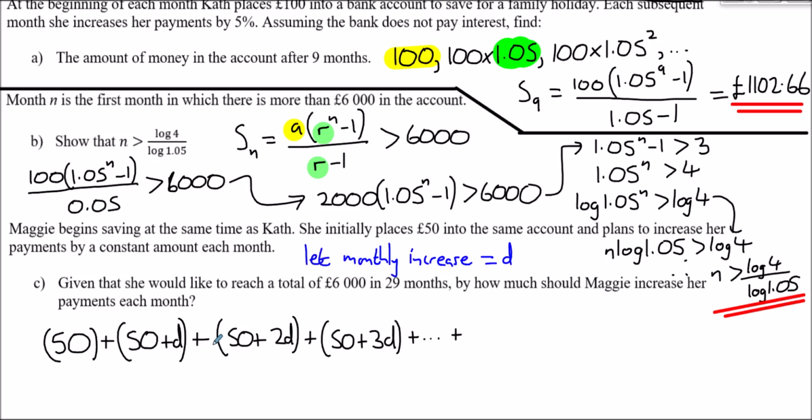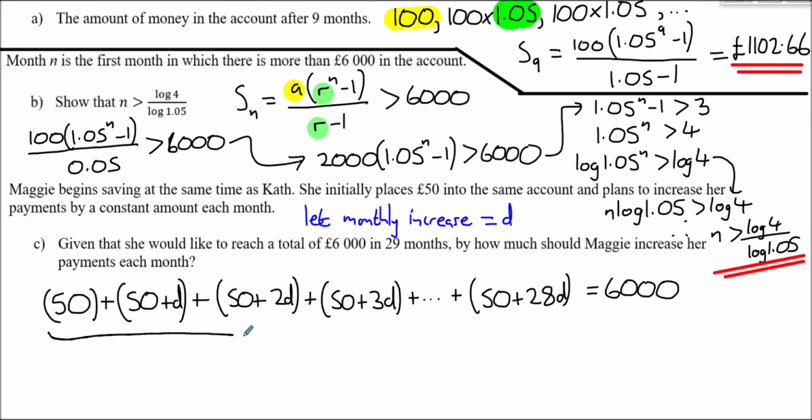the last term, obviously you see here when it's the second month, it's 1D. Third month, 2D. Fourth month is 3D. So it's always one less the number of Ds. So the 29th month will be 50 plus 28D. So that's the sum of the first 29 months. And we want that to happen within the 29 months. In other words, this sum needs to total £6,000.